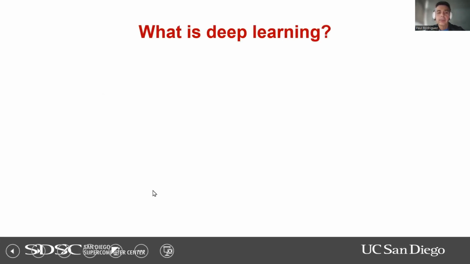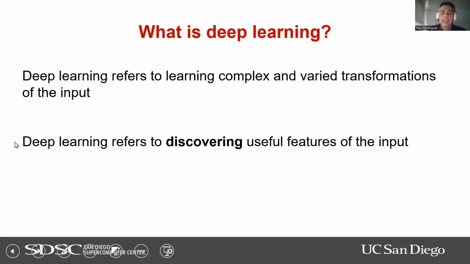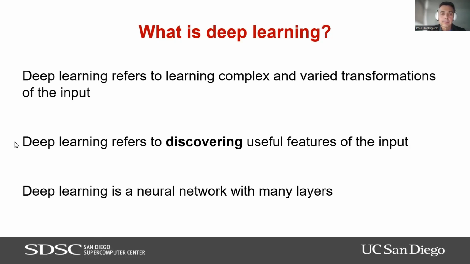So we can say quickly, what is deep learning? Based on what a network is doing, and the way layers and units can combine to create transformations, we can say deep learning refers to learning complex and varied transformations of the input. It sometimes is talked about in terms of discovering useful features of the input. And more practically, it's a neural network with many layers. That's how people talk about it most of the time.